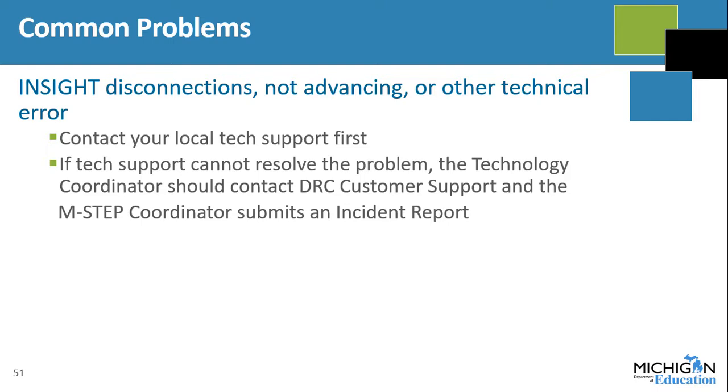In the online administration, there may be an issue with Insight disconnections or other technical errors. This can be due to a local connectivity issue or a network issue, or it may be an issue that needs to be resolved with DRC. So the first step in any situation of a technical issue while testing online is to contact your local technology coordinator. If the technology coordinator cannot resolve the problem, then they should contact DRC customer support. And if necessary, the district assessment coordinator should submit an incident report if the problem cannot be resolved by the technology coordinator or DRC's customer support.